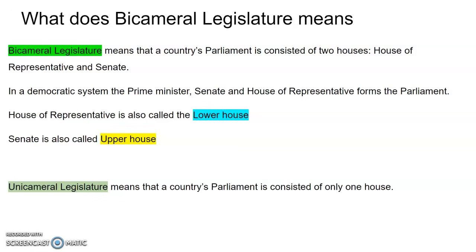In some republic countries, such as Trinidad and Tobago, there is a bicameral legislature also. And this means that they have a House of Representatives and a Senate. And their parliament also consists of a president.